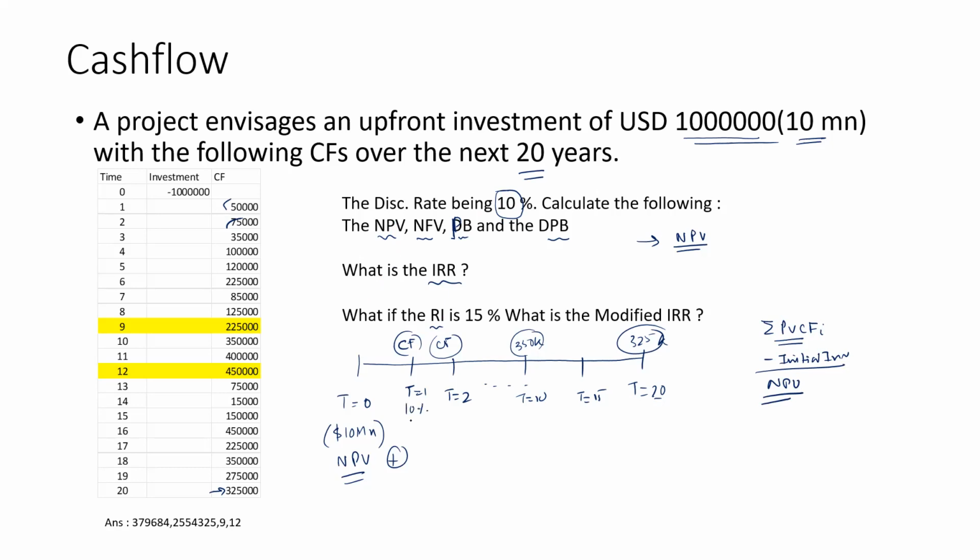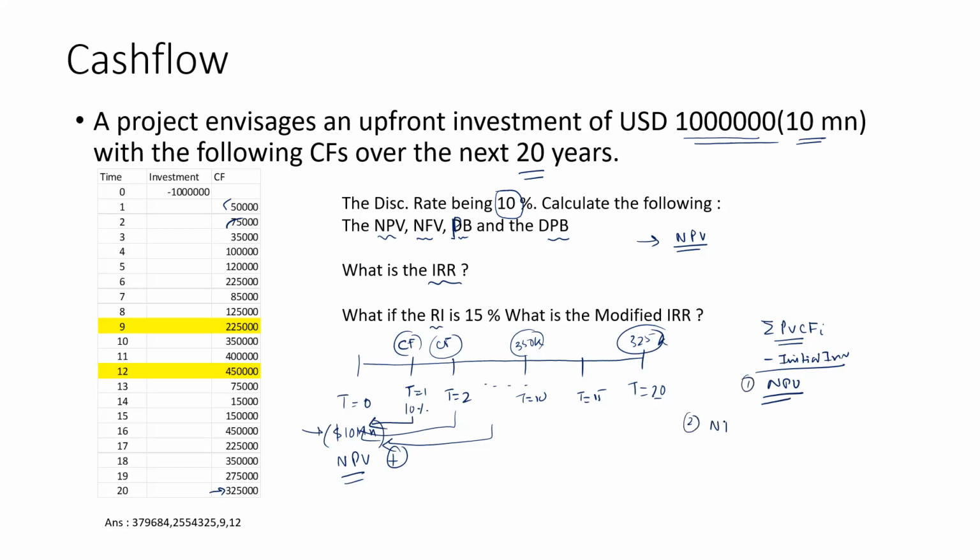So the 10% discount rate actually discounts each of these cash flows to their present value. Okay, and then we add all of them. We get the present value of the cash flows, and from the present value of cash flows, if we deduct the initial investment, in this particular case the 10 million, we get something called the net present value. Okay, so this is the first important thing that we understood.